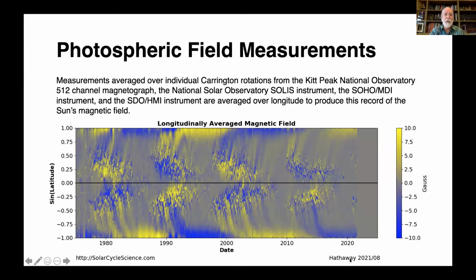They say a picture's worth 1,000 words. This picture's worth at least a dozen papers. There's a lot of information in this, but the main thing we'll concentrate on today are the polar fields, which of course reverse at a time of maximum and build up towards minimum.